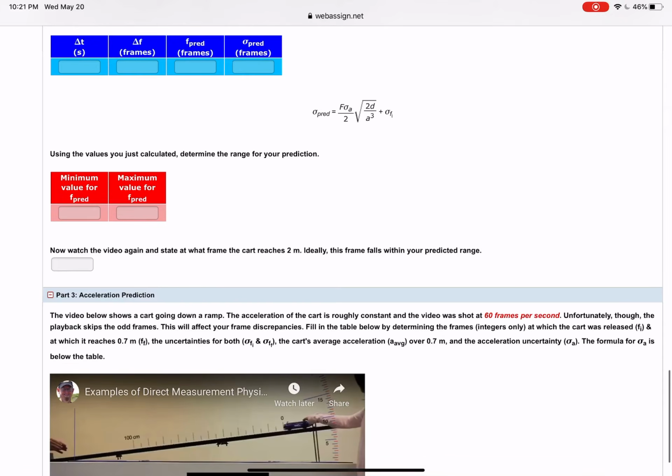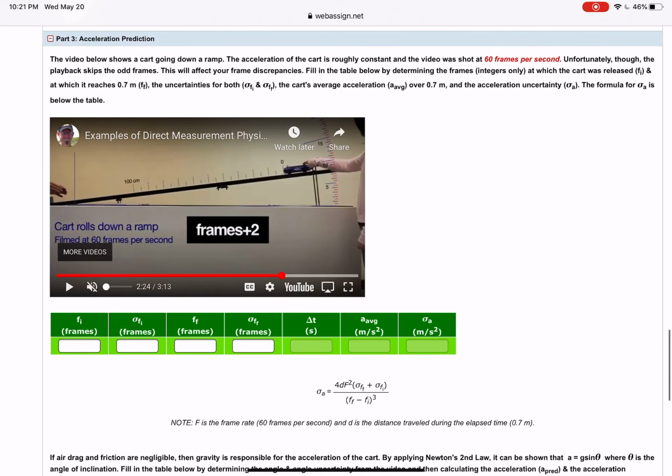Then for part 3, this is a cart going down a ramp. And just like the guy on the cart, the motion here doesn't start at frame 0, so you have to figure out what frame the cart actually starts moving, and the uncertainty. And you want to find the frame at which it gets to the 70-meter mark. Then you'll get the elapsed time, use kinematics to get the average acceleration, use the formula there to calculate the uncertainty of the acceleration. This video was shot at 60 frames per second. So bear that in mind.